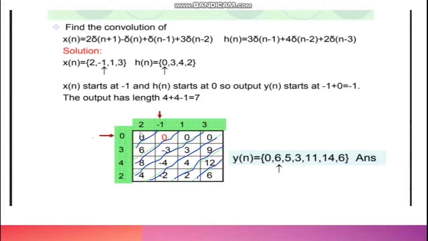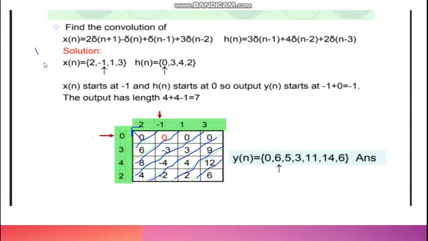So you can see this will be our first element, and the second element will be 6 plus 0, that is here. Then this will be 8 minus 3 plus 0, that is 5. So you have to draw diagonals like this to find the elements. Then 4 minus 4, 0 plus 3, the next element 3, then minus 2 plus 4 plus 9, 11, 2 plus 12, 14, and 6. Like this you can find it.